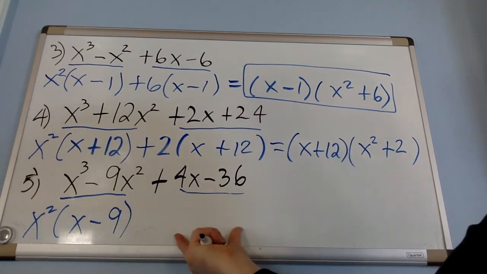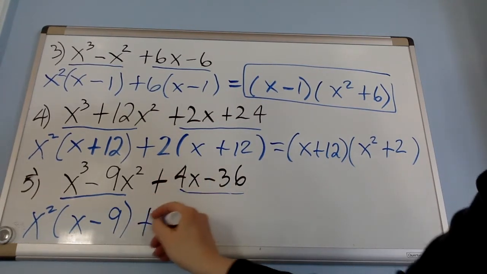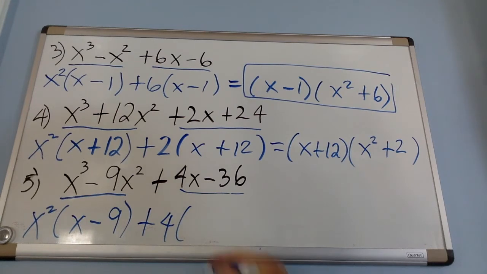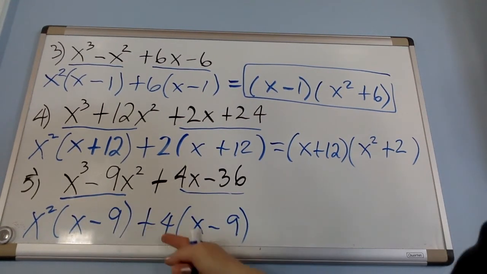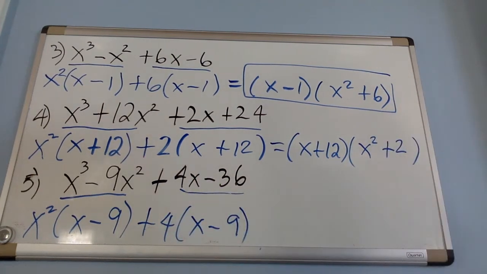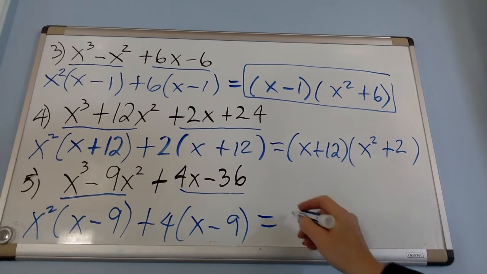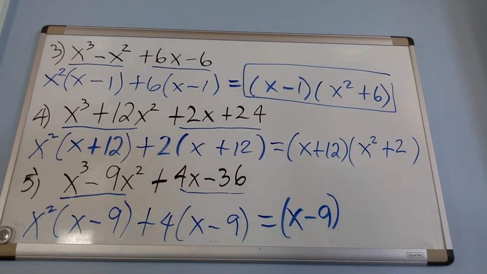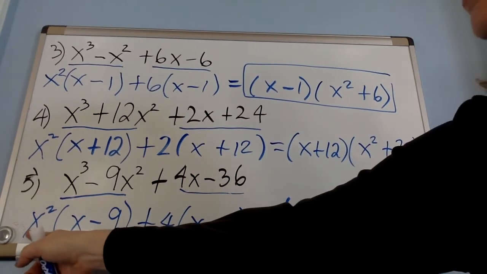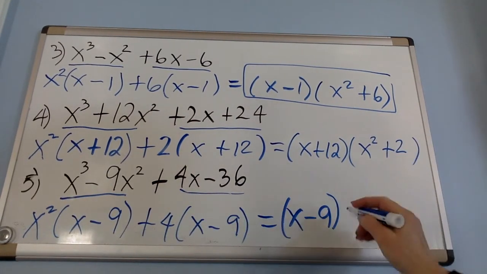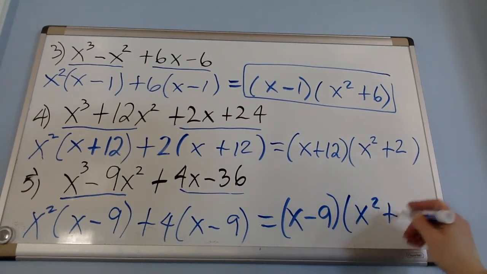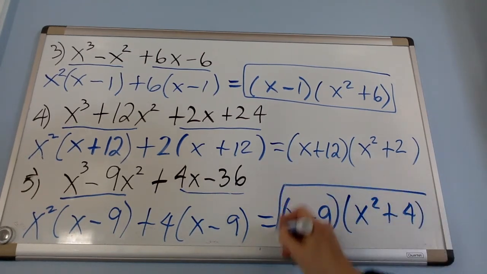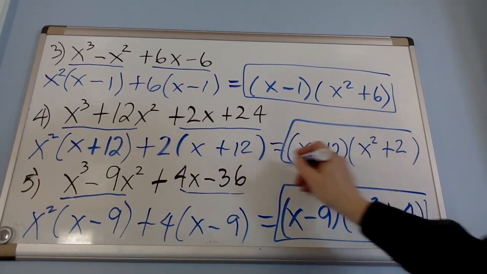Hopefully x minus 9 is the common factor, should be. So put the positive 4 out here. And let's see, is x minus 9 the common factor here? So 4 times x is 4x. 4 times negative 9 is negative 36. Yes, it checks. So my common factor here is x minus 9. That goes in one set of parentheses. And in the next set of parentheses, the factor of x squared and positive 4 go together. So those are the solutions to the last 3 problems in the homework set.